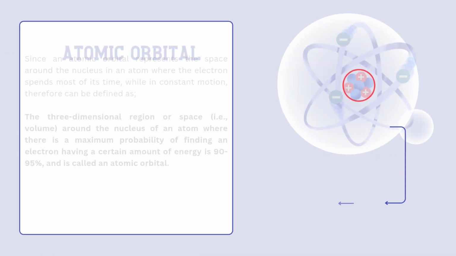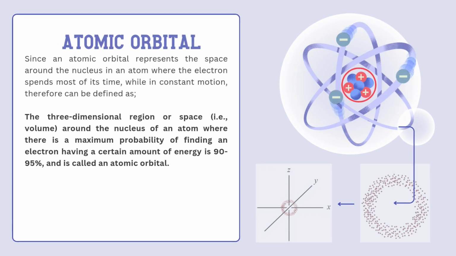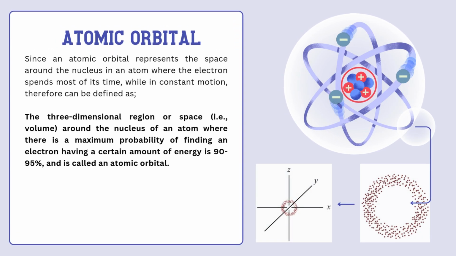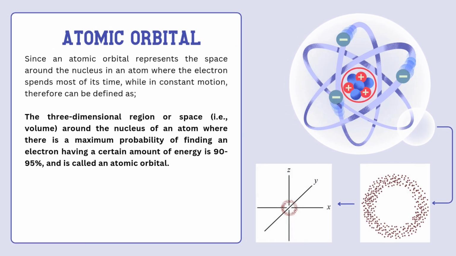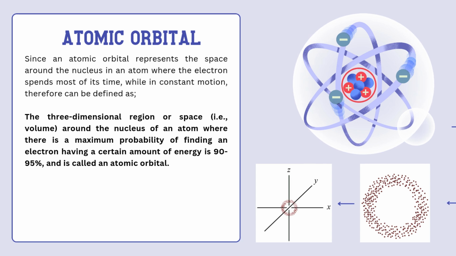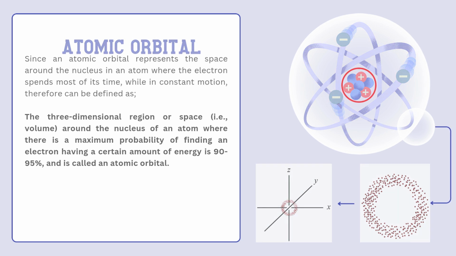An atomic orbital represents the space around the nucleus in an atom where the electron spends most of its time, while in constant motion, and therefore can be defined as the three-dimensional region or space. It means volume around the nucleus of an atom where there is a maximum probability of finding an electron having a certain amount of energy, which is 90 to 95%, and is called an atomic orbital.